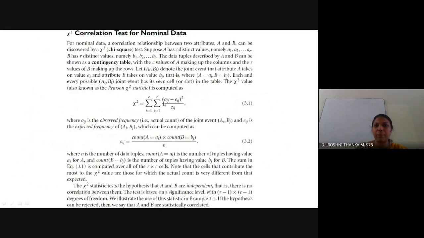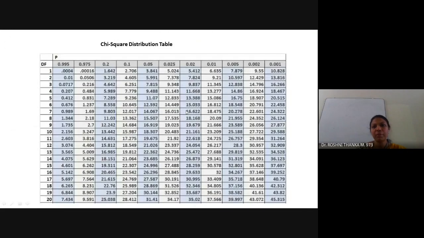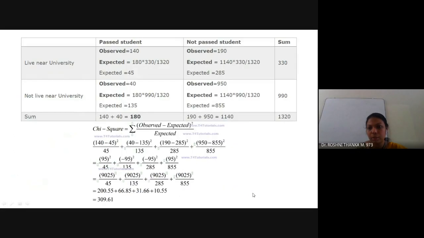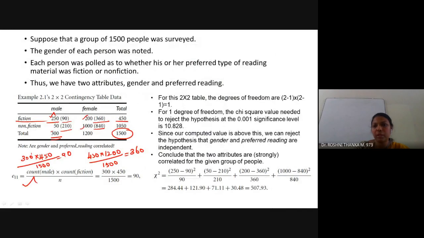This is the formula, right? Observed value minus the expected value, the whole square divided by the expected value, and we have to find the sum of all. So when you find the sum of all, you will get the answer as 507.93. So this is the value we found.